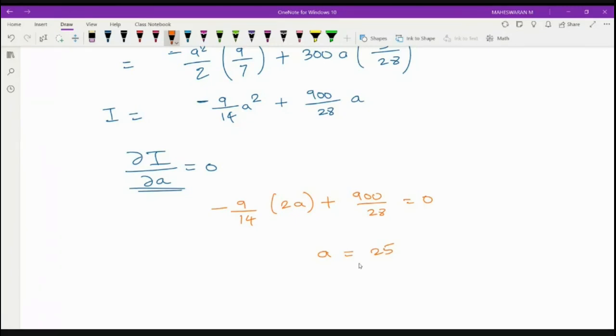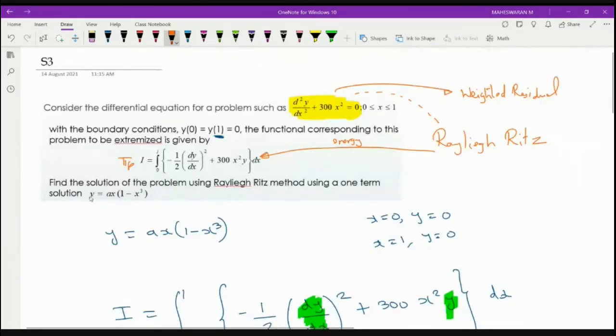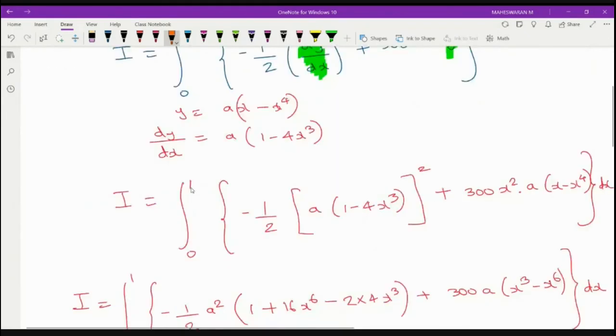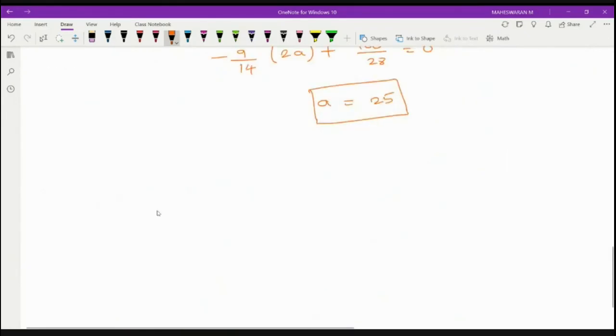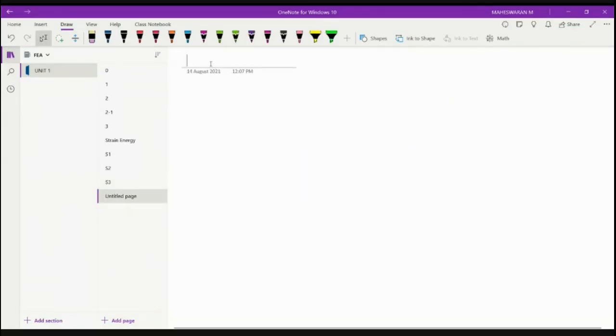Right. So now I got what is the value of a. Substitute it in your equation. What is my equation? The equation is y is equal to ax of 1 minus x cube. So which means y is equal to 25x of 1 minus x cube. This is the answer. I will give a hint how to solve a problem when you have a cantilever beam.